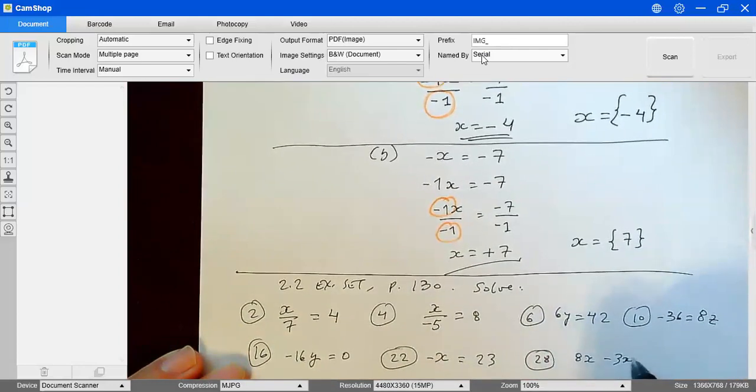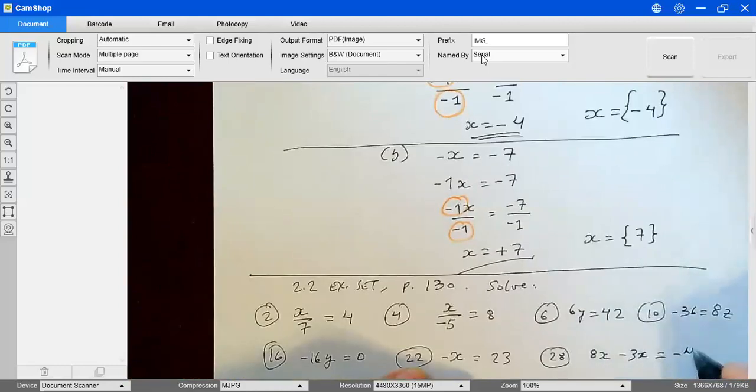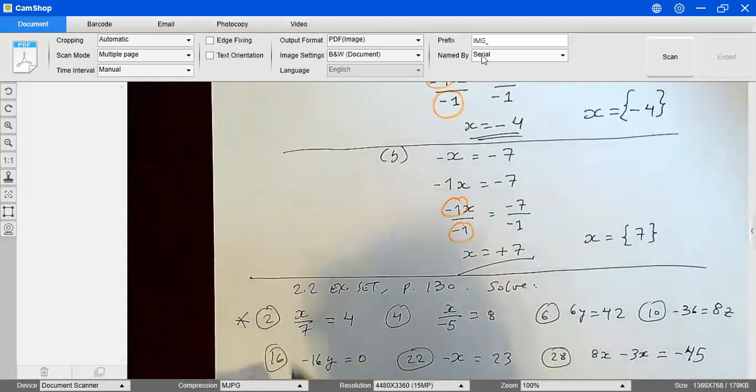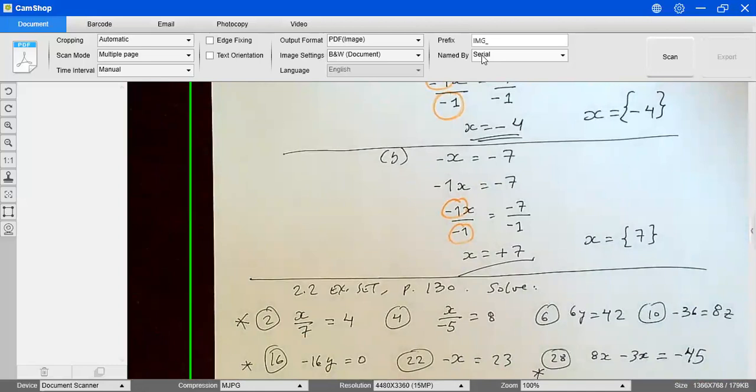minus 3x equals negative 45. So I want you to solve problem 2, problem 16, and problem 28. So those three problems at least. You are welcome to solve all of them, right? And more, if you check the book, you're going to find more problems. So I'm going to give you, let's say 5 or 10 minutes, work on that, and then you can continue watching the video.